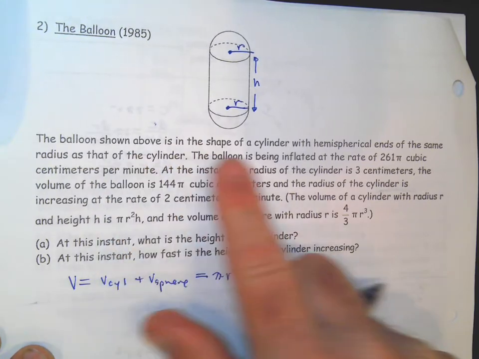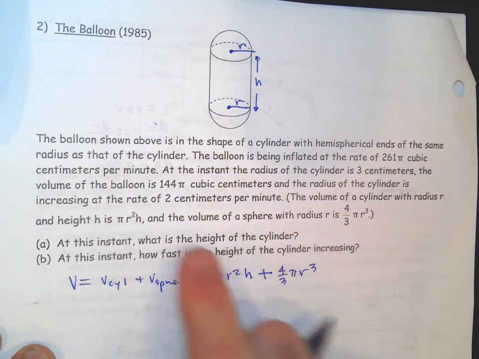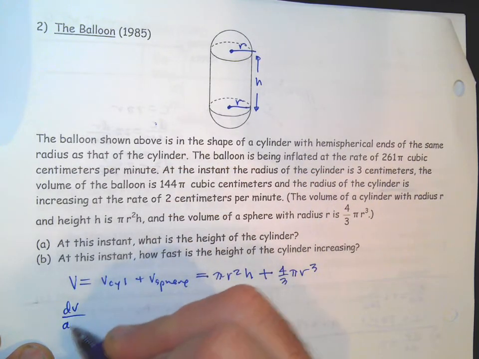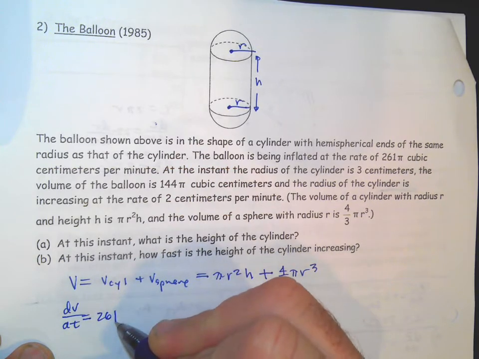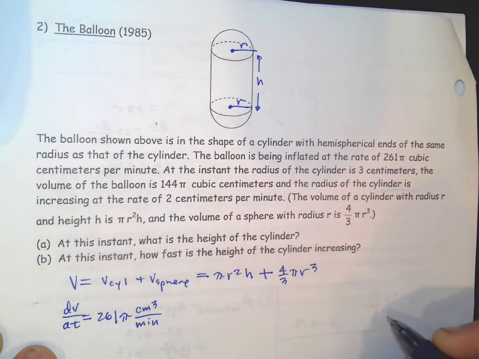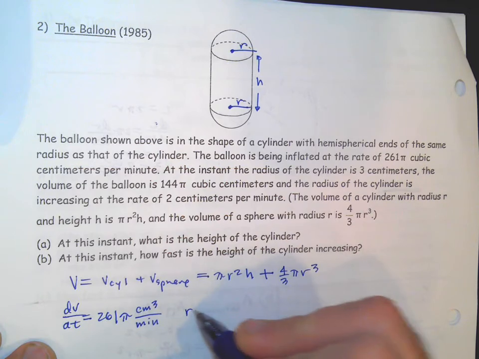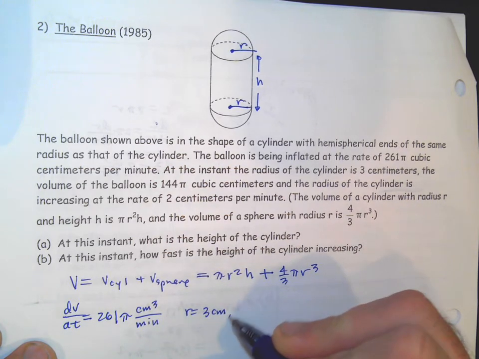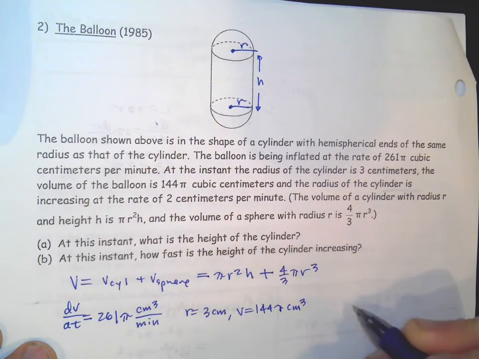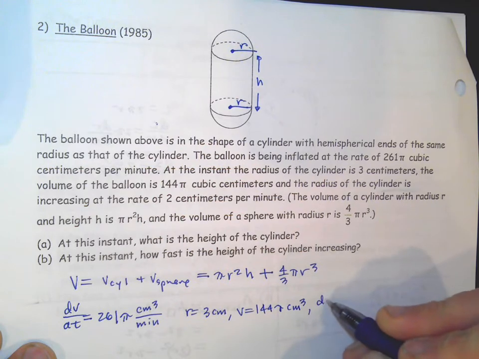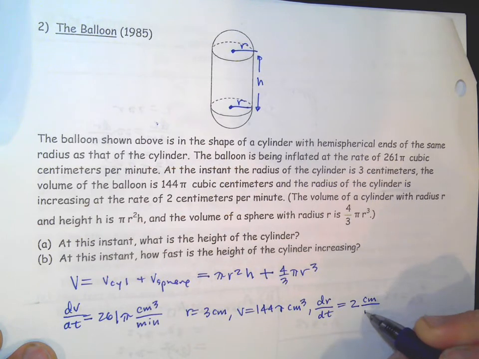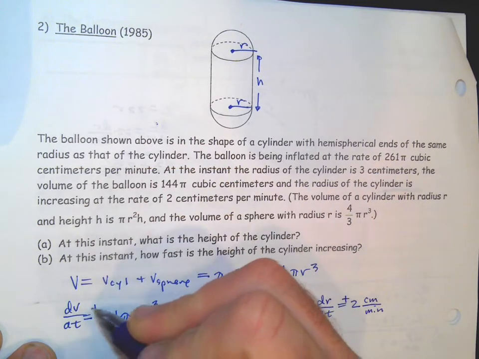The balloon is shown above in the shape of a cylinder with hemispherical ends of the same radius as that of the cylinder. The balloon is being inflated at a rate of, so that's dV/dt, dV/dt equals 261 pi cubic centimeters per minute. At the instant that the radius of the cylinder is 3 centimeters, the volume of the balloon is 144 pi cubic centimeters, and the radius of the cylinder is increasing at a rate of 2 centimeters per minute. Increasing.